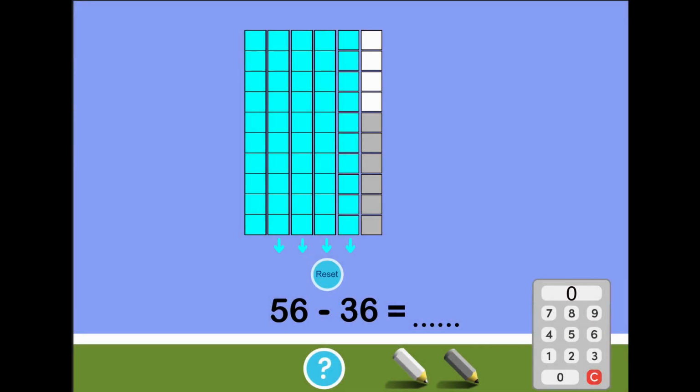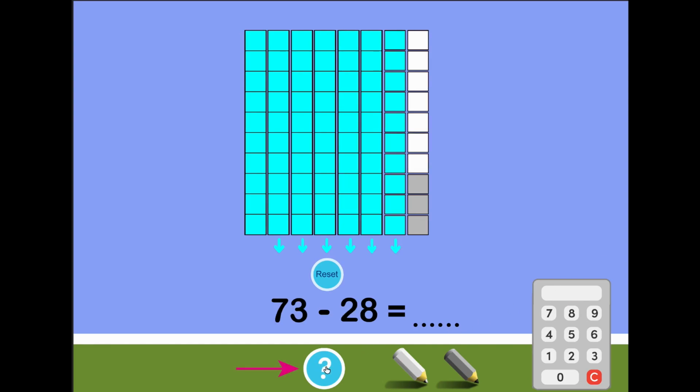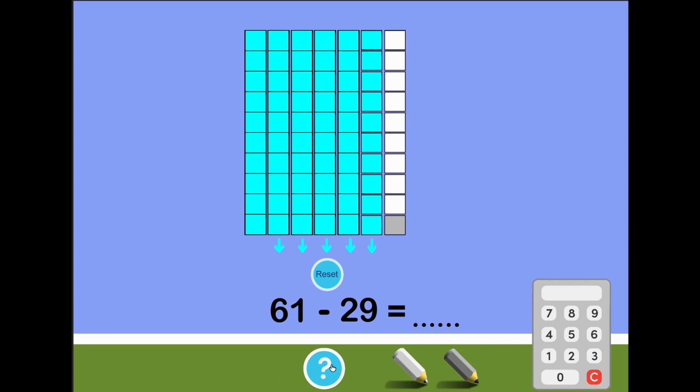Going on to the teaching page, where we're going to subtract where there's a need for regrouping or exchange, we begin in the same manner. We can randomize the questions as many times as we want. We now have 61 take away 29.